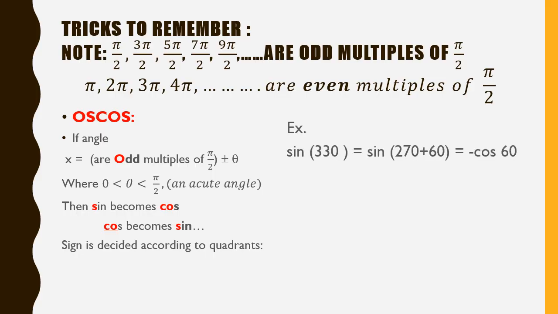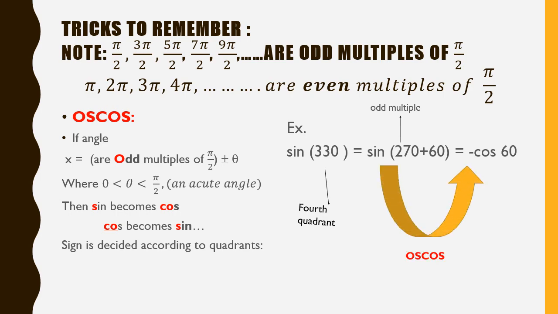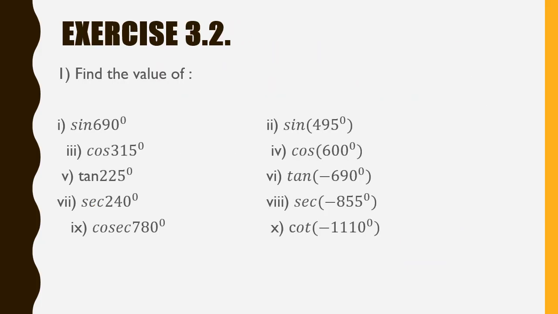Let's see. Sine 330 can be written as 270 plus 60, and that will be equal to minus cos 60. How? 330 lies in the fourth quadrant, 270 is an odd multiple. According to the rule, sine becomes cos, and why the negative sign? Because in the fourth quadrant sine is negative. Got this? Okay, let's see more examples now.